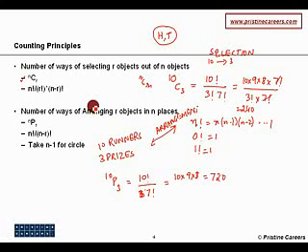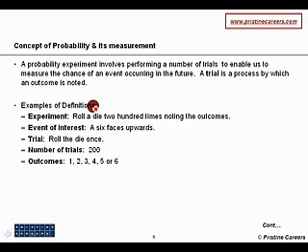Now to just give you a brief on the concepts of probability. Essentially, a probability would consist of a number of trials. So for example, what is a trial? A trial is a process by which an outcome is noted. So for example, if I toss a coin, then it is a trial.